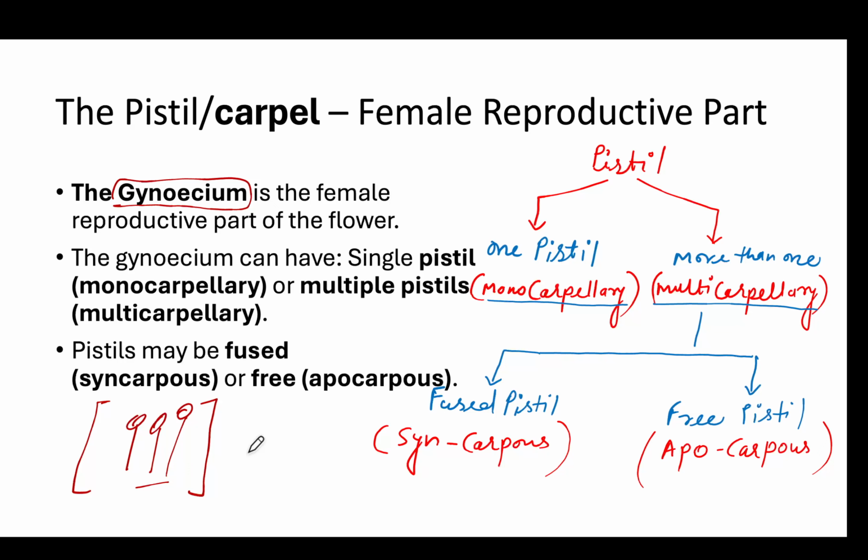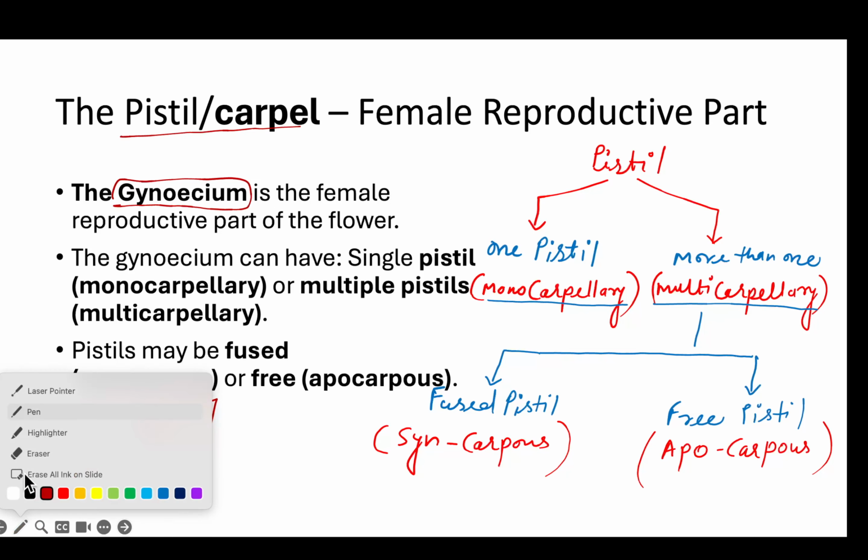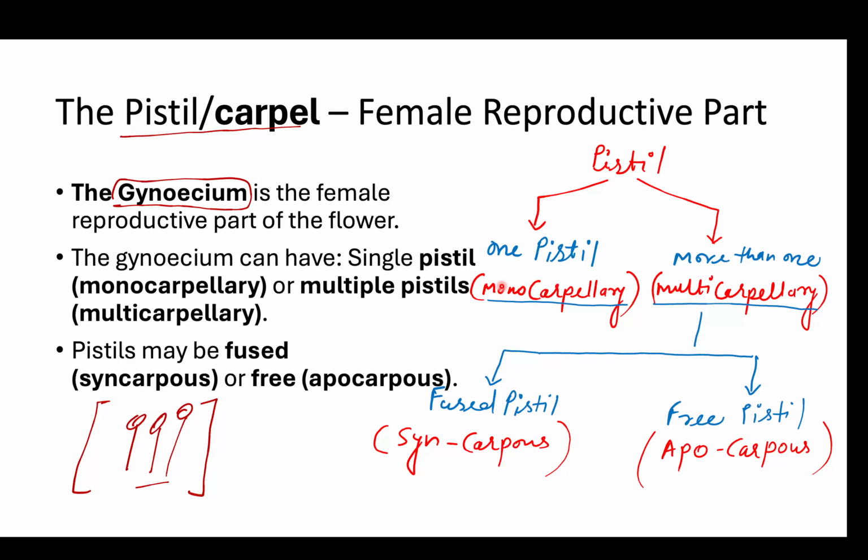Now gynoecium can have a single pistil or more than one pistil. If the flower contains only one pistil or one carpel, pistil and carpel both are the same. If the flower contains only one pistil, we call it monocarpellary. If the flower contains more than one pistil, we call it multicarpellary. Clear? Now think about it.